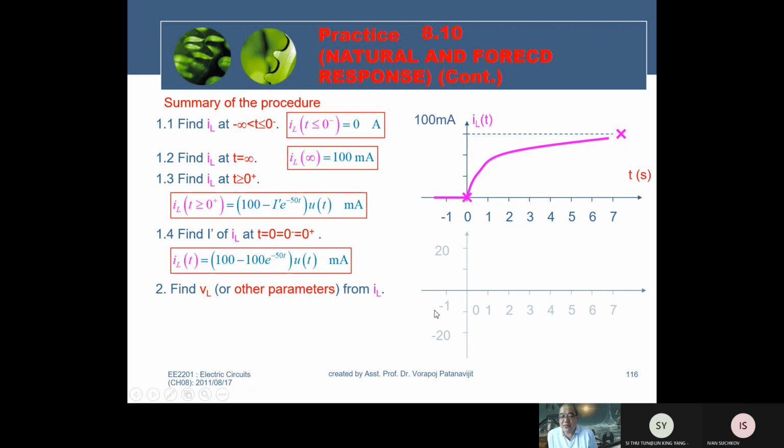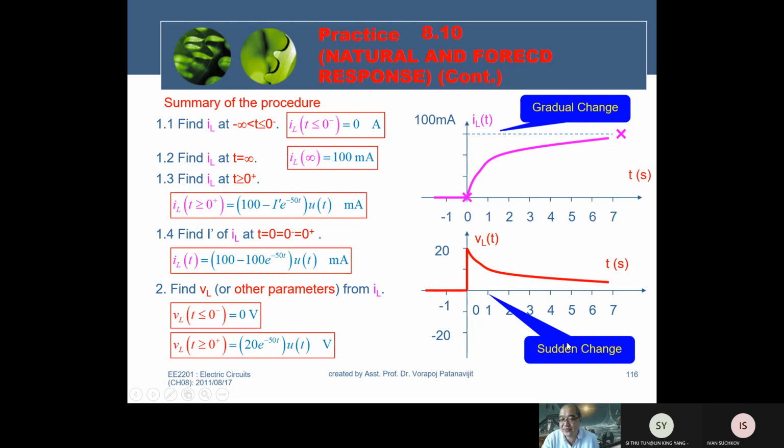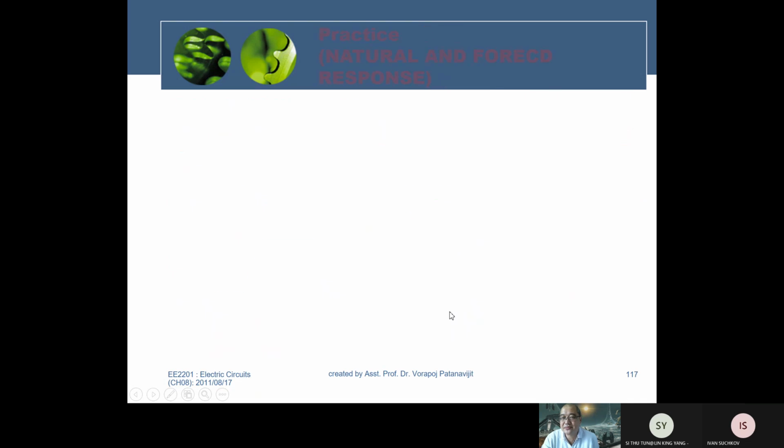Now, next step, you determine VL from IL. For time less than 0, IL is constant, and the derivative of a constant gives you 0. For time greater than 0, taking the derivative of this term gives you 20 e^(-50t). And when you observe again, you can see that IL is always gradual, but the other parameters can be gradual or have a sudden change. We don't care.